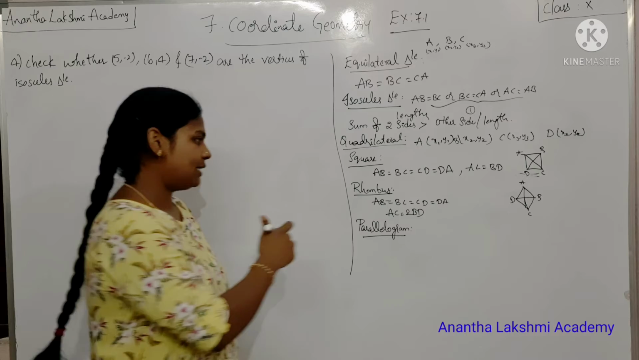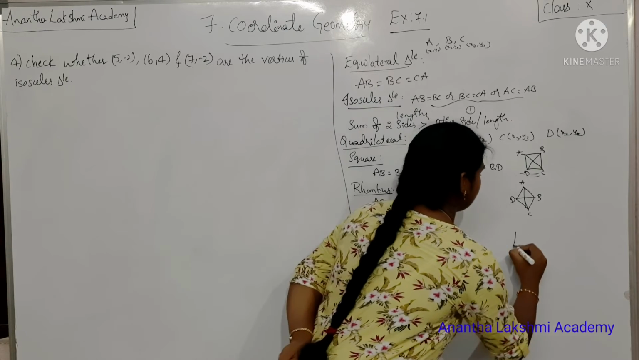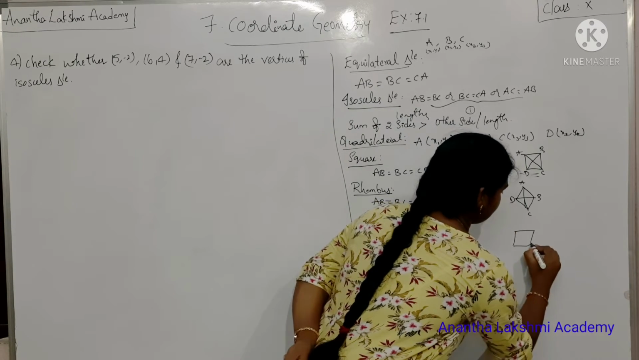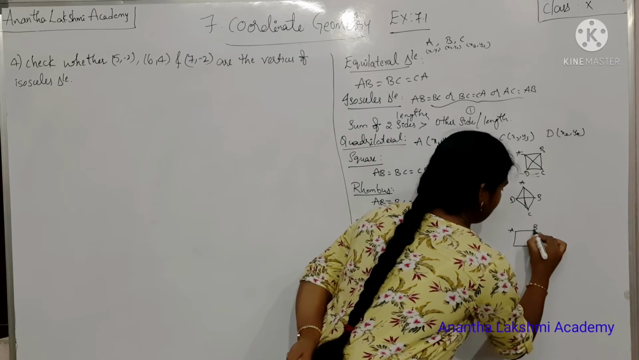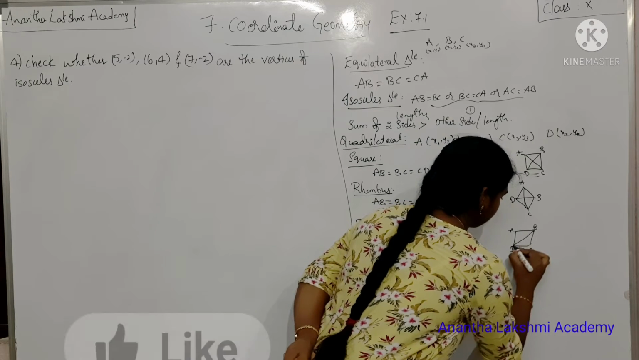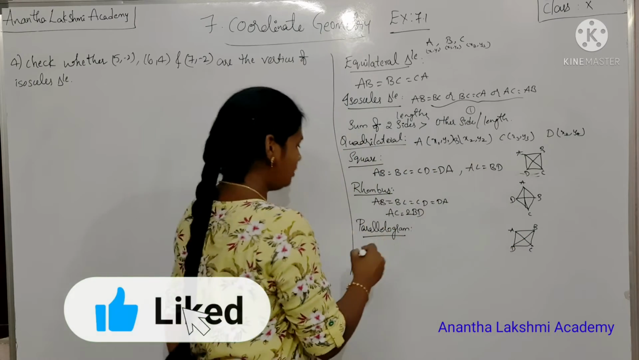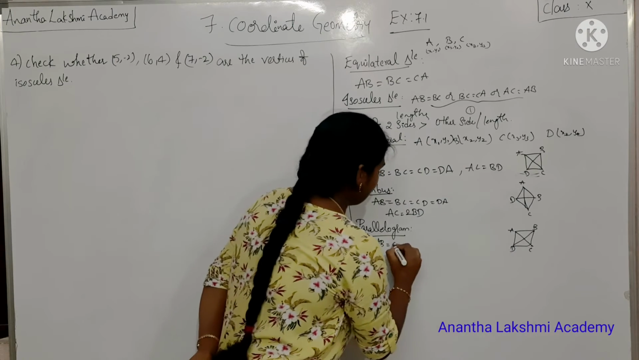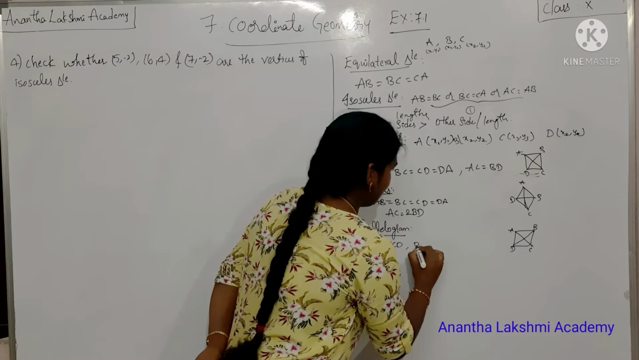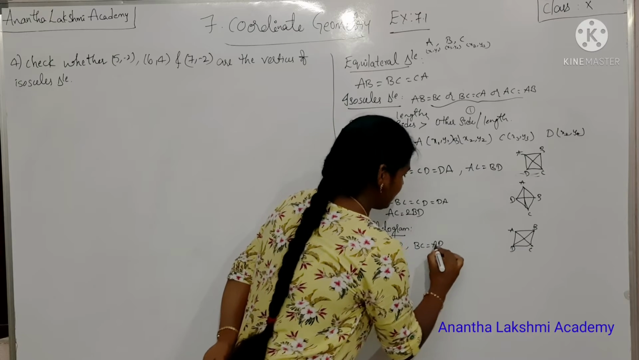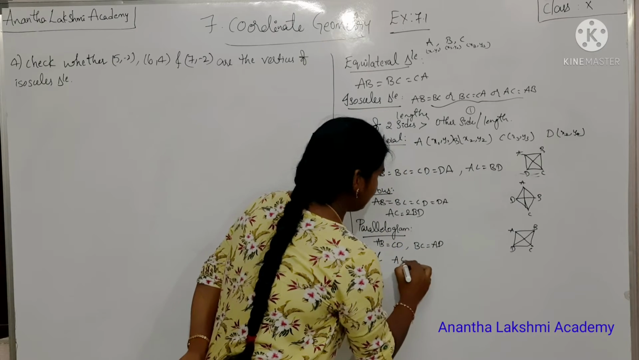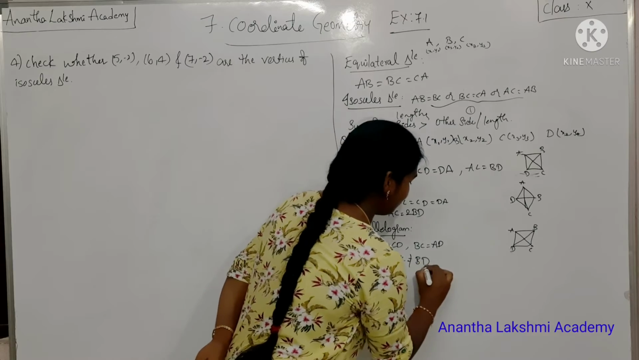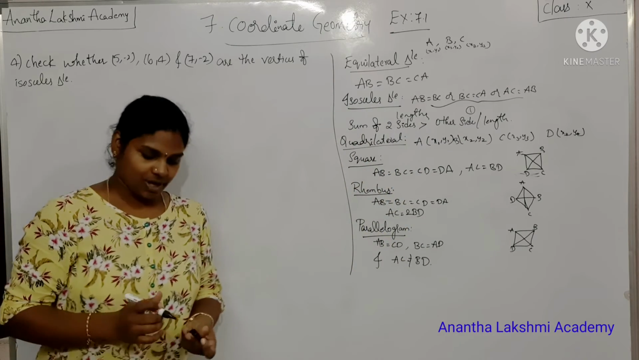And then comes the parallelogram, wherein this is how its structure is. A, B, C, D. Here, opposite sides are equal. AB is equal to CD and BC equal to AD. And diagonals are not equal. Okay.